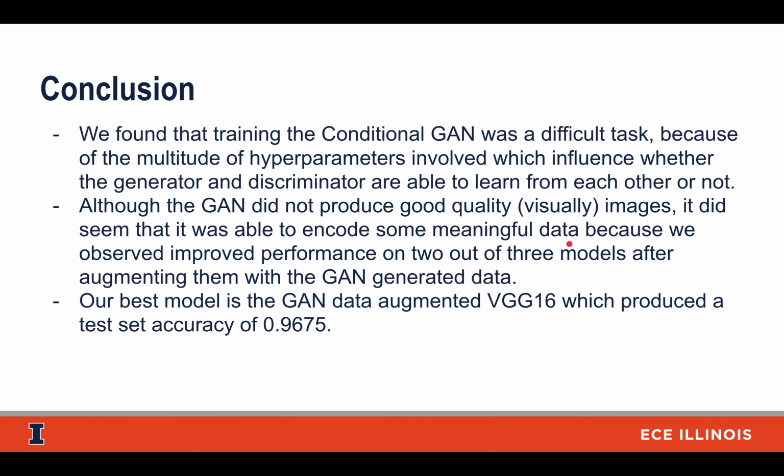In conclusion, we found that training the conditional GAN was a difficult task because of the multitude of hyperparameters involved, which influence whether the generator and the discriminator are able to learn from each other or not. Although the GAN did not produce good quality images, it did seem that it was able to encode some meaningful data because we observed improved performance on 2 out of the 3 models after augmenting them with the GAN generated data. Our best model is the GAN data augmented VGG16, which produced a test set accuracy of 0.9675.